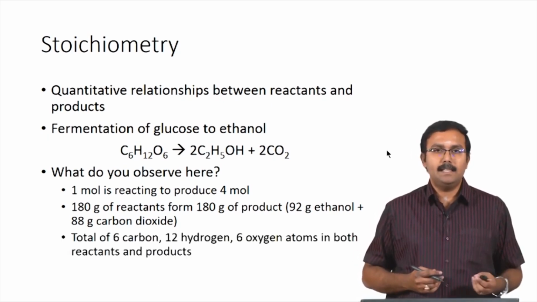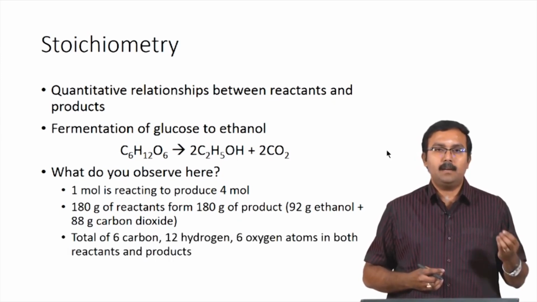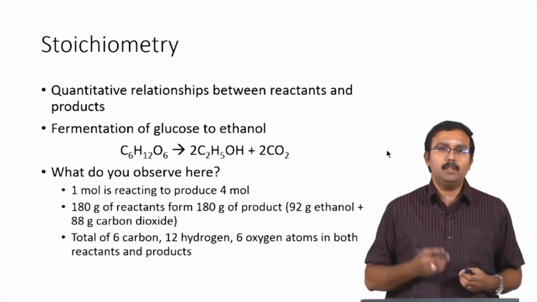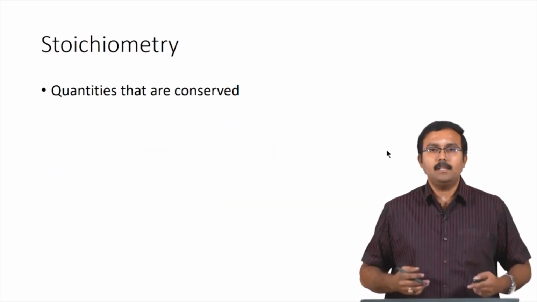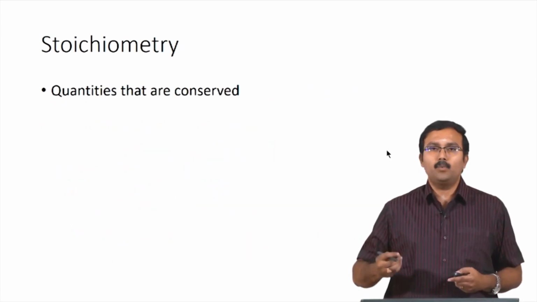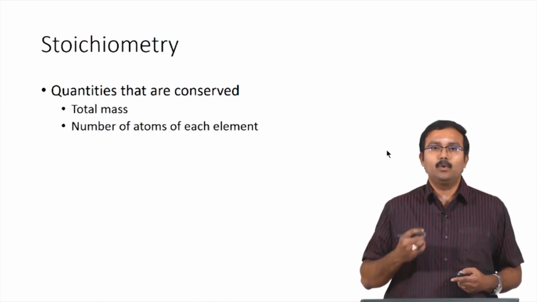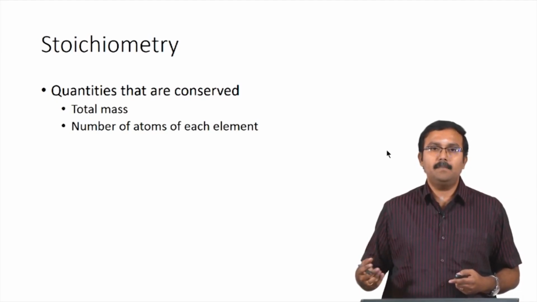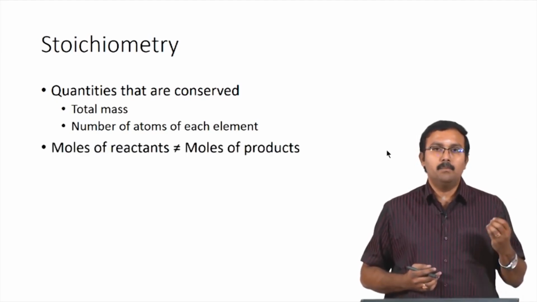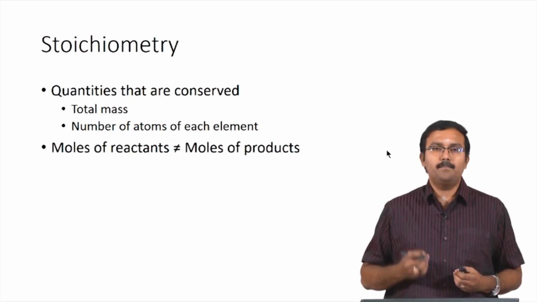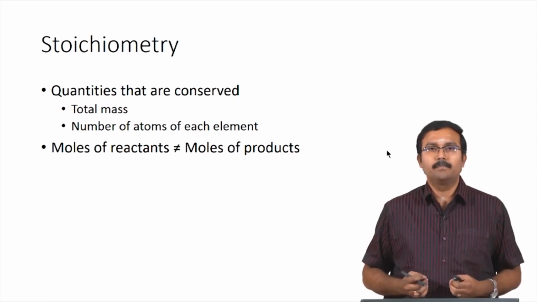You also can see that a total of 6 carbon, 12 hydrogen and 6 oxygen atoms are present in both the reactants and the products. What does this mean? We can identify which quantities are conserved. From this, we know that the total mass is conserved and the number of atoms of each of the elements are conserved. However, the moles of the reactants is not equal to the moles of the product. This is an important distinction which we should know.